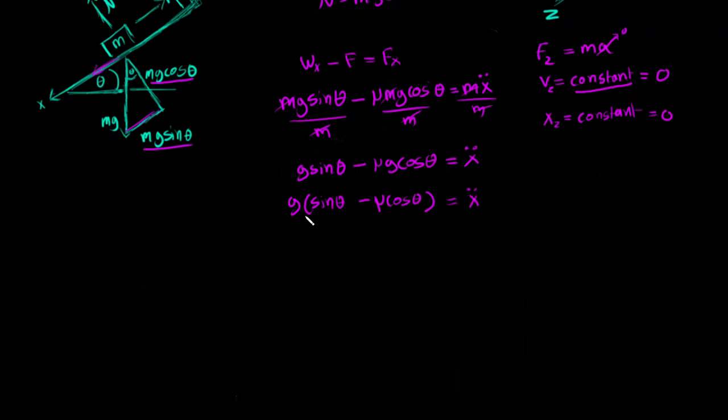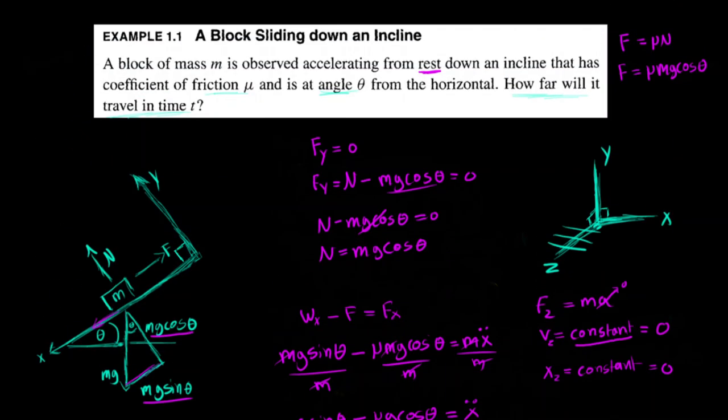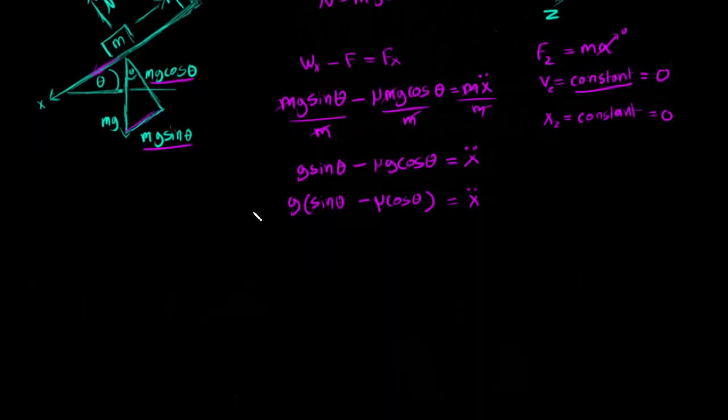So now that we have the acceleration, what we need is the position, right? We need the position because we need to see how far it travels as a function of time, right? That's what the question is asking, as you can see here. How far will it travel in time t? So it wants us to set up a position equation as a function of time. If we have acceleration, the simplest thing to do would be to integrate it.